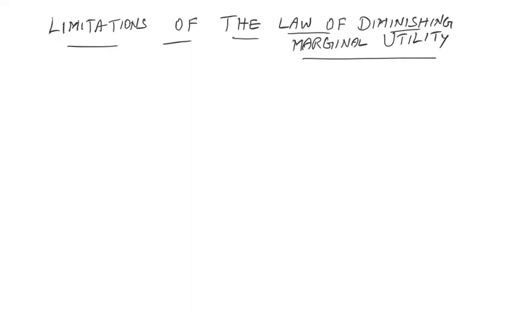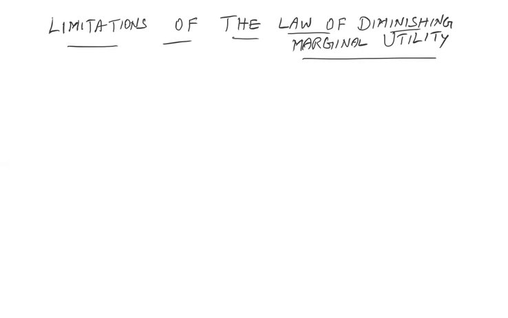In today's class, I'll continue with the law of diminishing marginal utility. We have finished the meaning, the statement, the definition, the concepts of total and marginal utilities, the explanation of the table as well as the diagram, and also the assumptions. Still two more parts are left over.